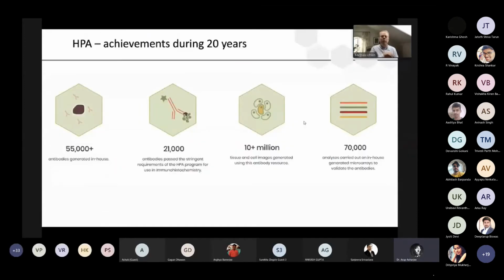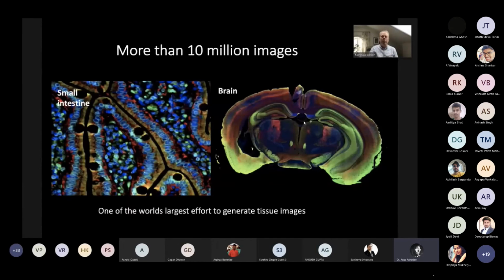So what have we achieved then? We have generated ourselves about 55,000 antibodies. 21,000 of those have passed the stringent requirements, and we have created more than 10 million immunohistochemistry images. And we've done a lot of validation of antibodies, more than 70,000 experiments. So we're very proud to have generated more than 10 million images using these antibodies. And it makes us, I think, the largest effort in the world to generate tissue images.